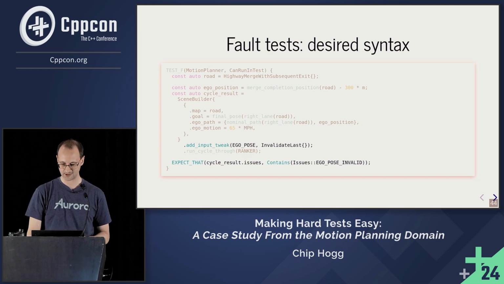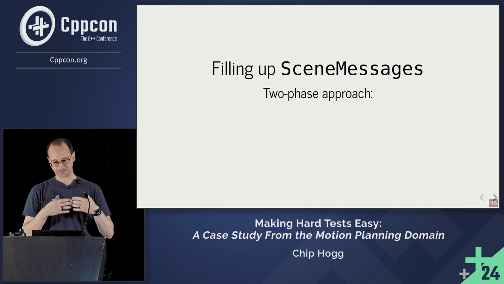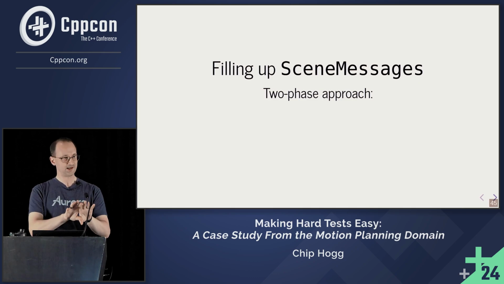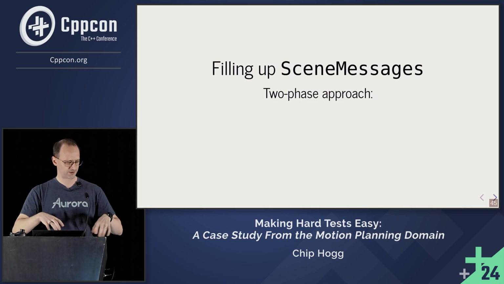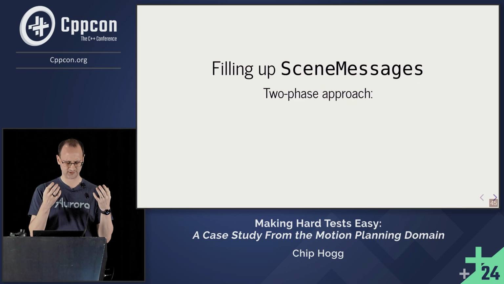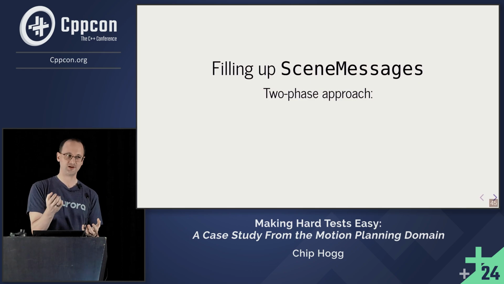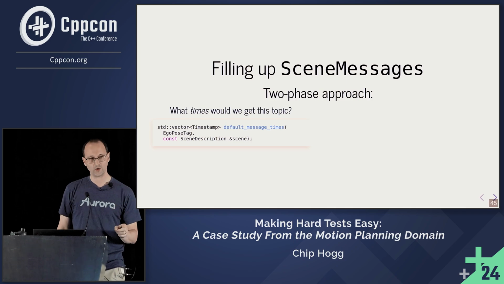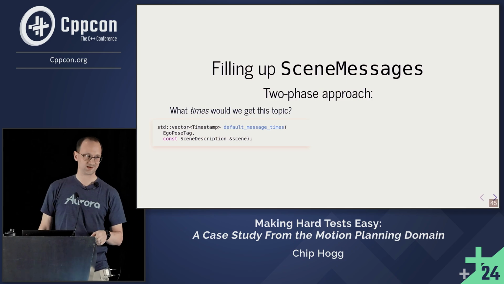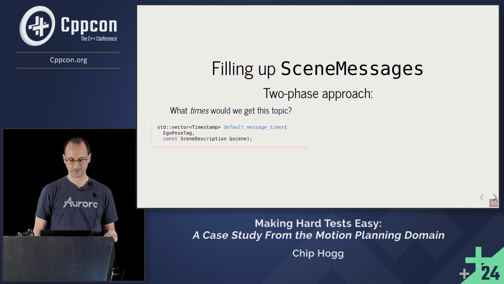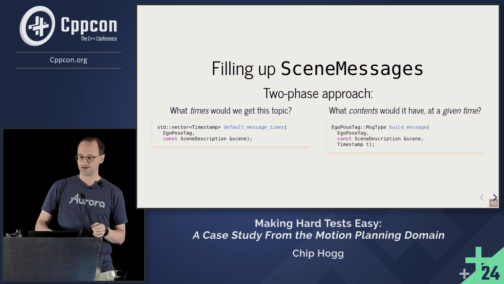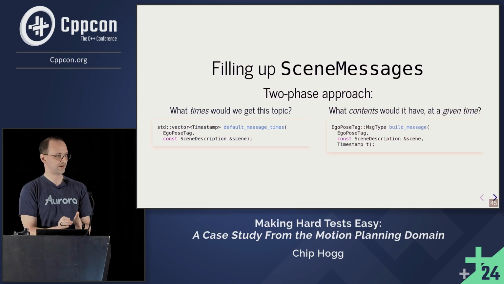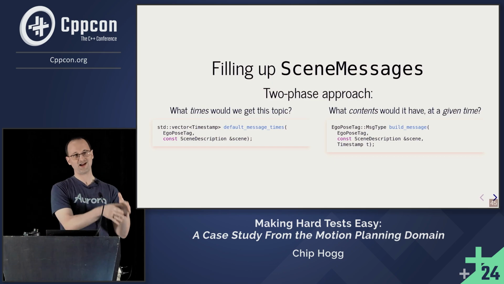It violates the contract. So there's two separate questions. We decompose the construction, the filling of the scene messages, into two separate questions for each individual topic. So first of all, in this situation, what times would we expect to get a message on this topic? Secondly, for this topic, what contents would a message have if it arrived at a given time?